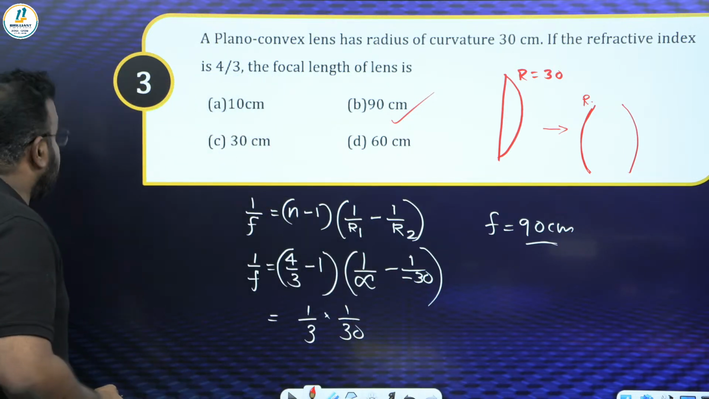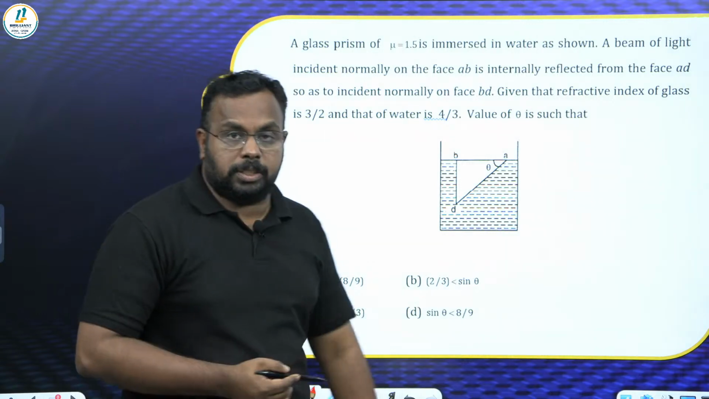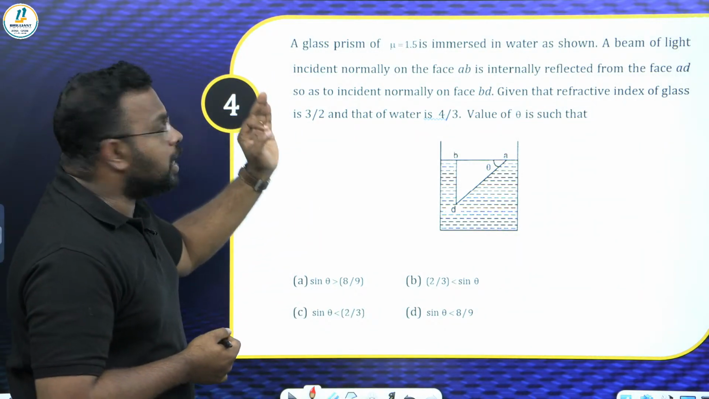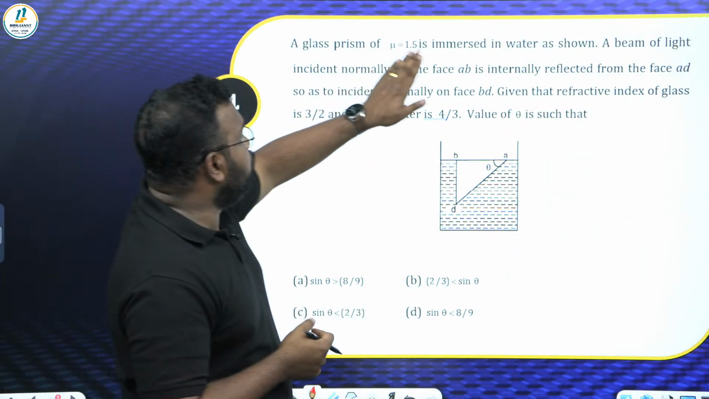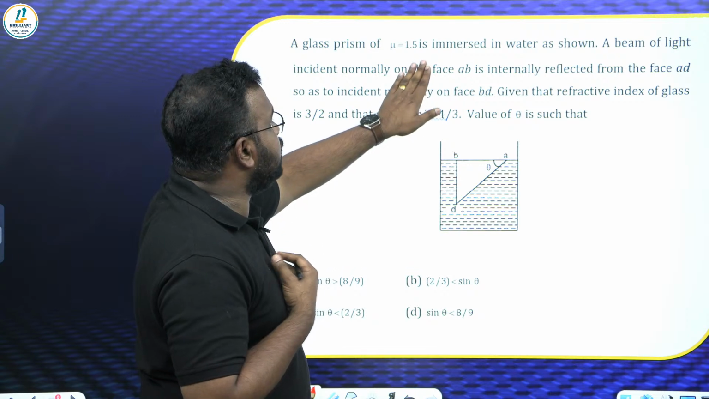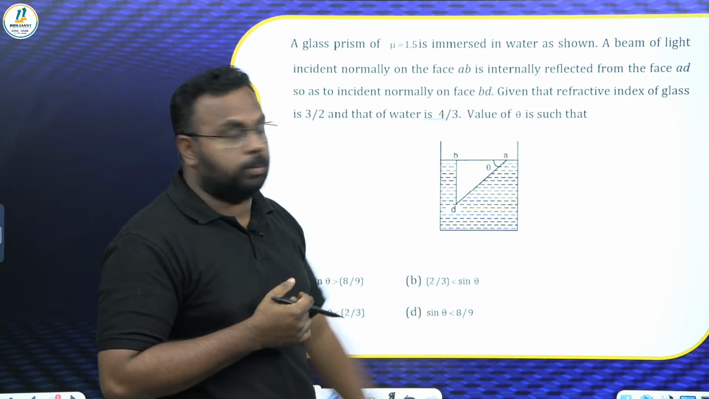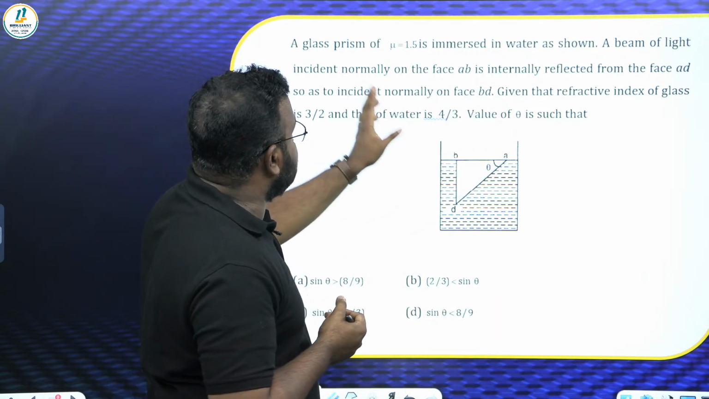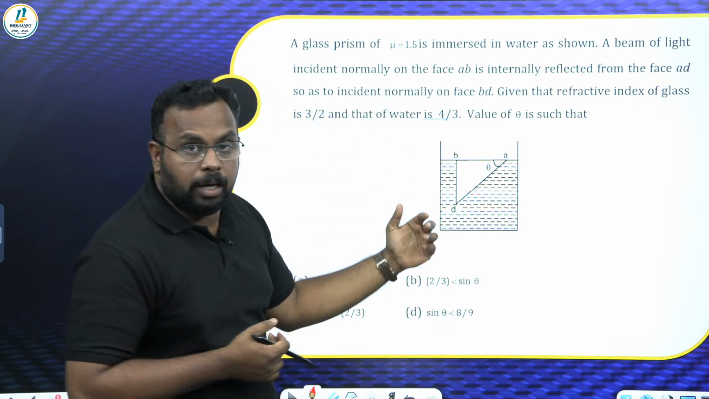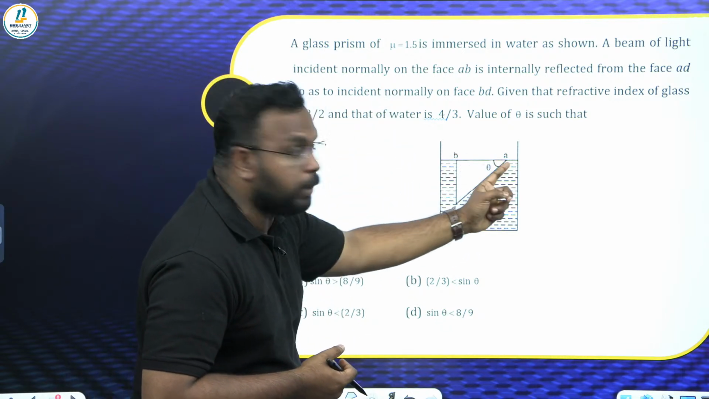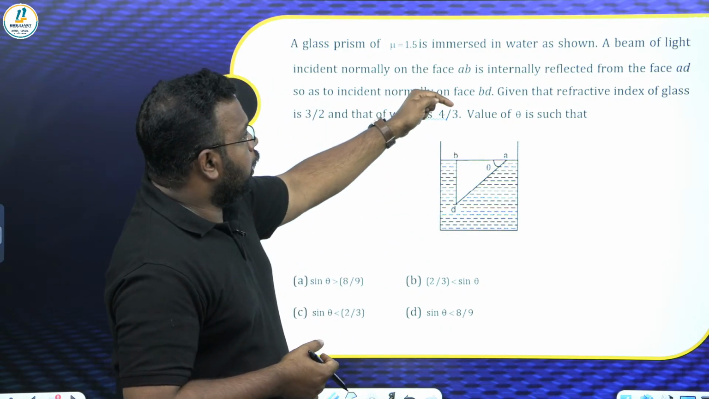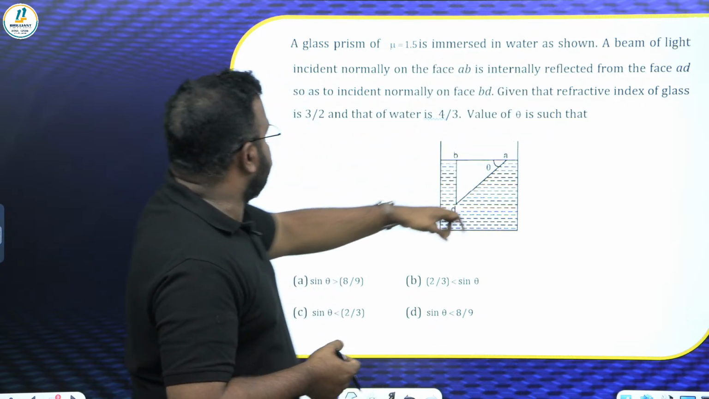Next question, question number 4. Look at this. A glass prism of mu equal to 1.5 is immersed in water as shown. A beam of light incident normally on the face AB is internally reflected from the face AD. I hope you can see which face is AB. The top face is AB.